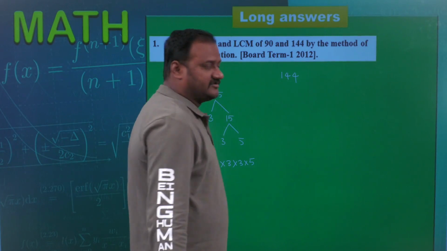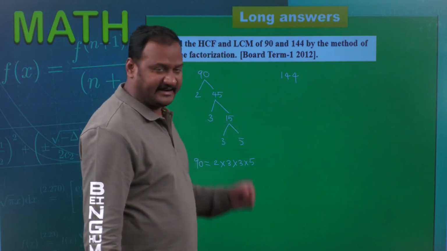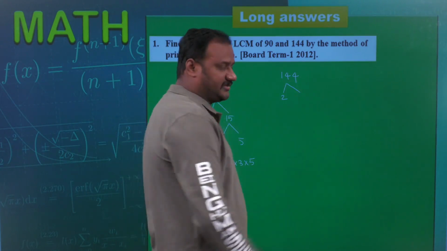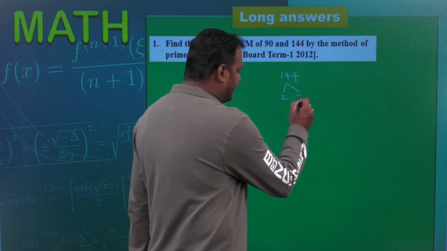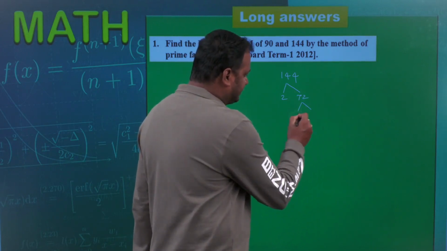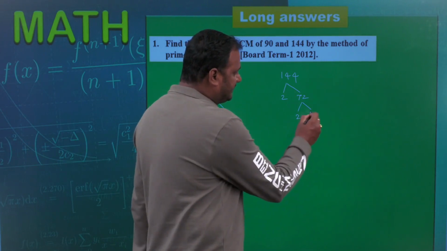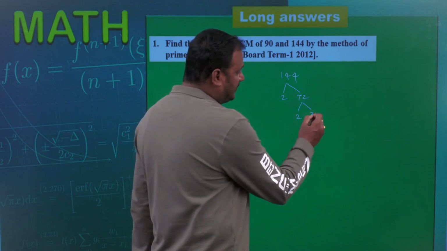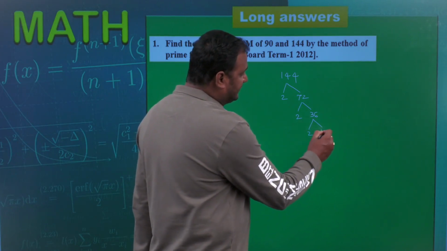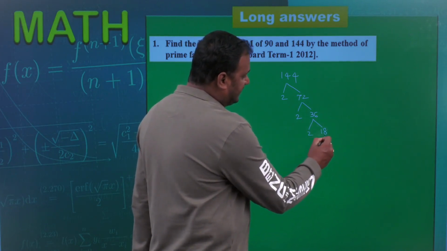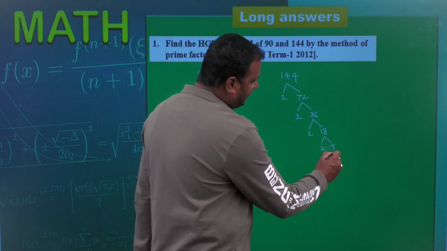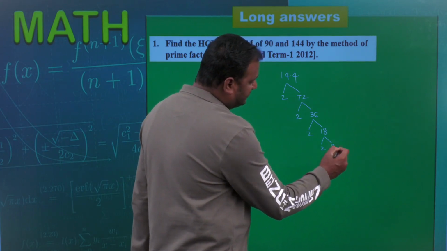So 144 can be factorized again by the factor tree method. First, 2 times how much is equal to 144. 2 7s are 14 and 2 2s are 4. Again 72 can be factorized. 2 times 3 is equal to 6 and then 12, 2 6s are 12. And then 36, that is 2 18s are 36. Got it? And 18 can be written as 2 into 9 is equal to 18 and 9 can be written as 3 into 3 is equal to 9.